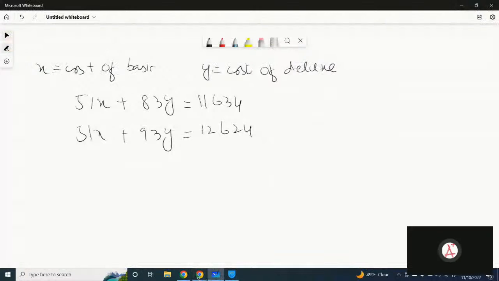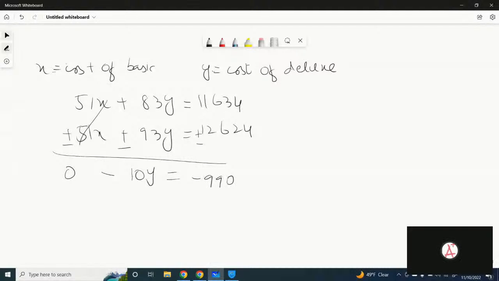We have to use the elimination method. So when we subtract both the equations, they cancel each other out, since they have the same values. Just subtract both the equations. So 51 minus 51 makes 0, and 83 minus 93 makes negative 10y. And let me just subtract the values: 11,634 subtract 12,624 makes negative 990.